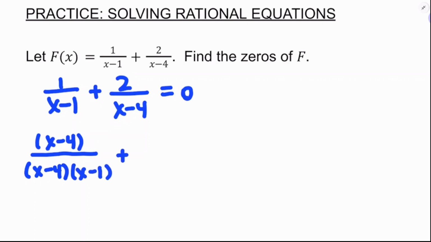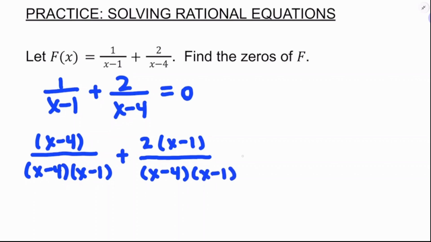And then I'll be adding 2 over (x minus 4), and I multiply by (x minus 1) over (x minus 1). I would get 2 times (x minus 1) divided by, again, (x minus 4) times (x minus 1). And now that I've got these things with the same denominator, I can add them into a single fraction.